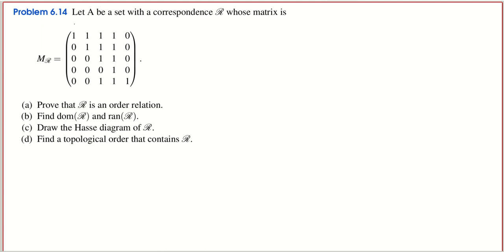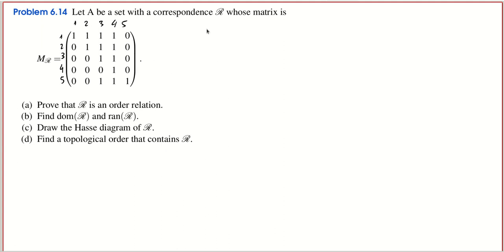I'm denoting the elements of A as 1, 2, 3, 4, 5. You can use letters or whatever. For the pairs, this is the first position and this is the second position. And we need to prove that this correspondence is an ordered relation. That's the first thing. Second, we need to find the domain and the range, then draw the Hasse diagram, and find a topological order containing R.